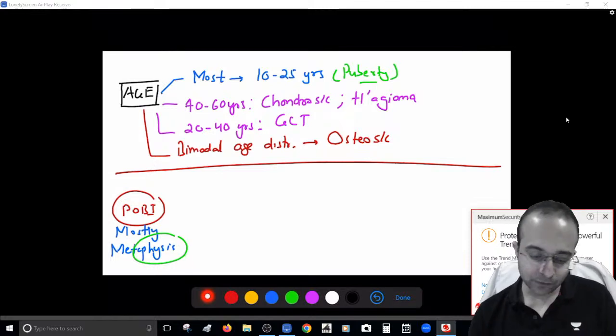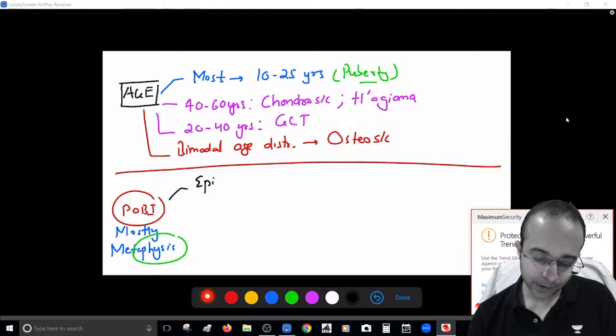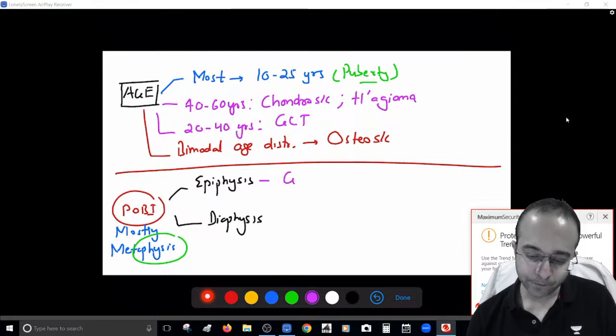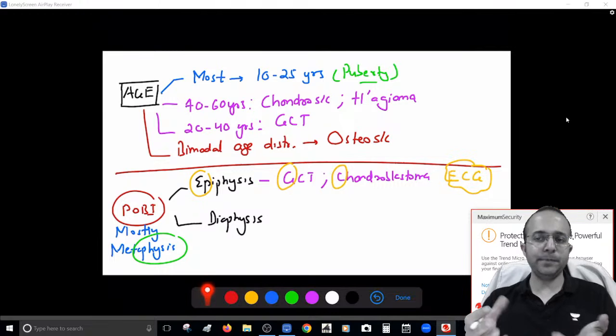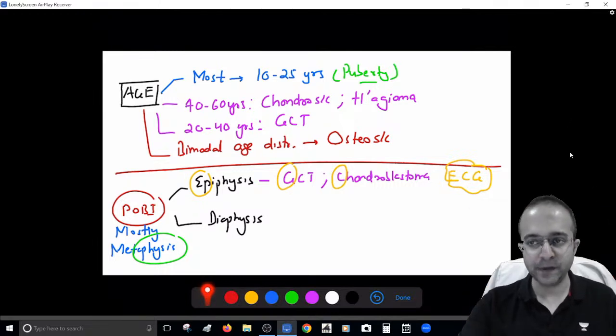Now the tumors that will not be in the metaphysis, either they will be the tumors of the epiphysis or they will be tumors of the diaphysis. अब epiphysis में GCT मिलता है और chondroblastoma मिलता है. The mnemonic is ECG. ECG, epiphyseal tumors, GCT and chondroblastoma. ECG. So these are the epiphyseal tumors. तो epiphysis में ये मिलेंगे.